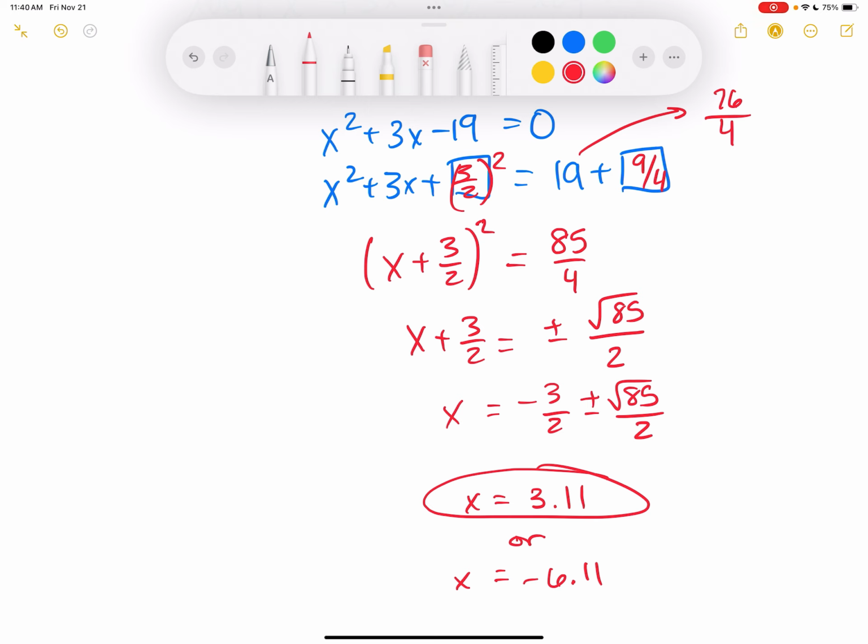Do you care if we use complete the square or just quadratic? No, I don't care. I just think completing the square is easier. All right.